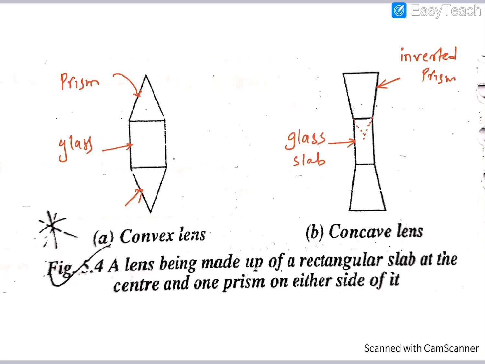So these kind of lenses are called concave lenses. So this is how they can ask you, draw a diagram to show how you can obtain a concave lens from two prisms and a glass slab.